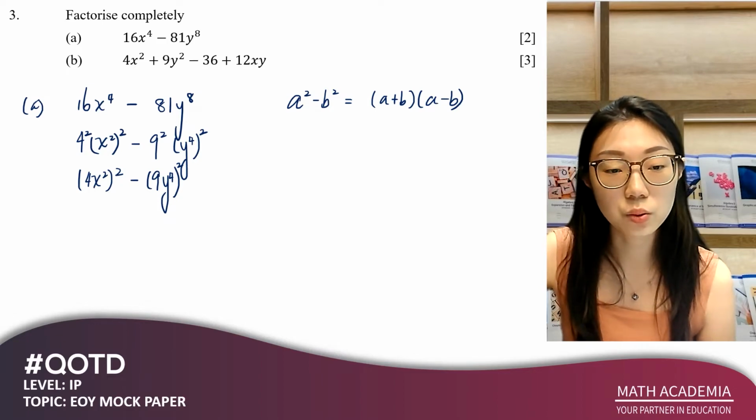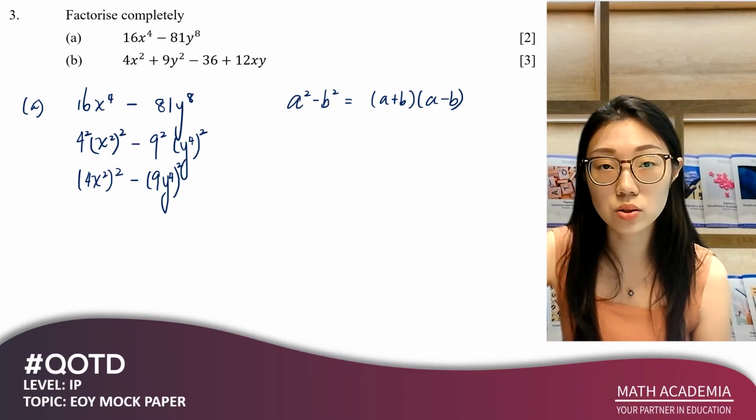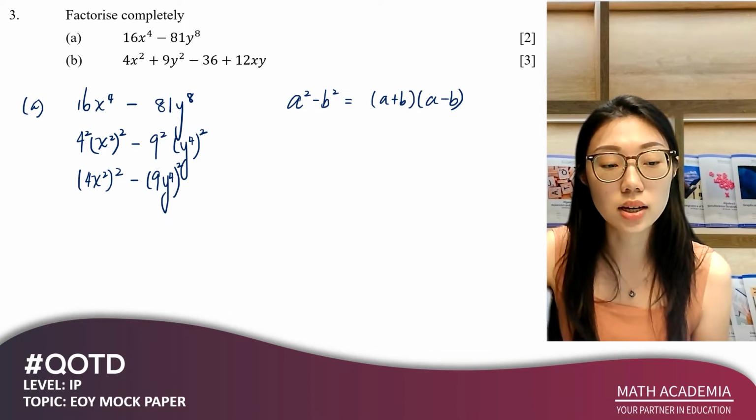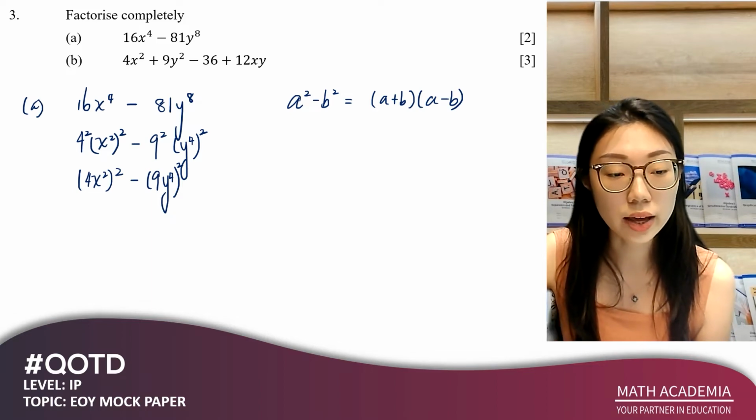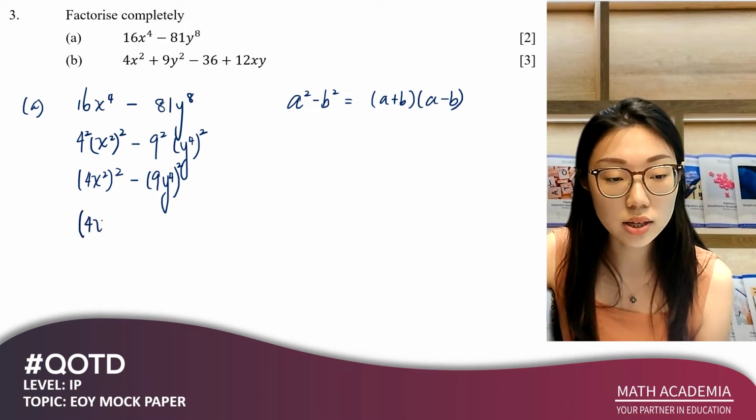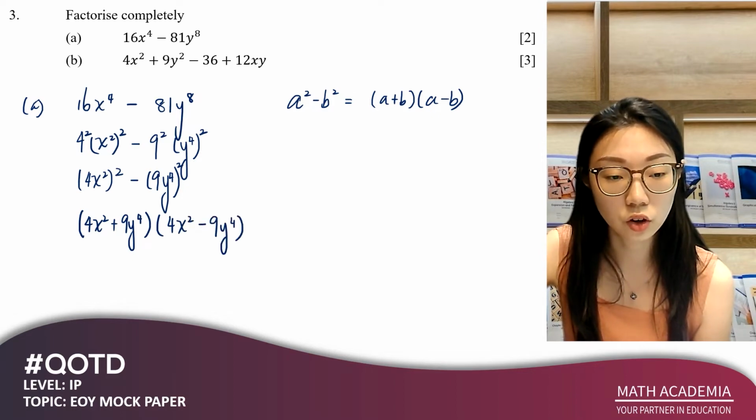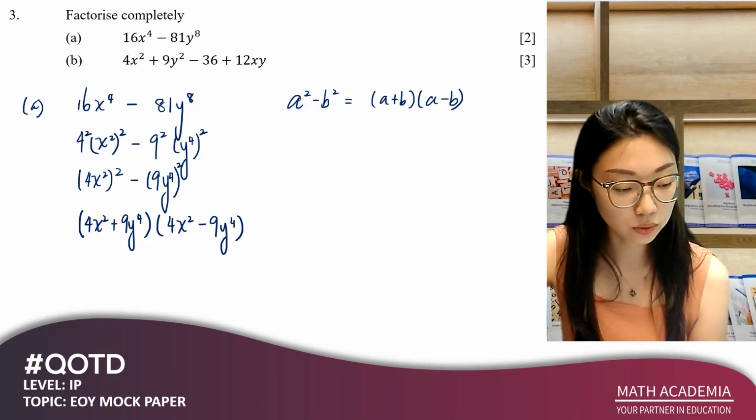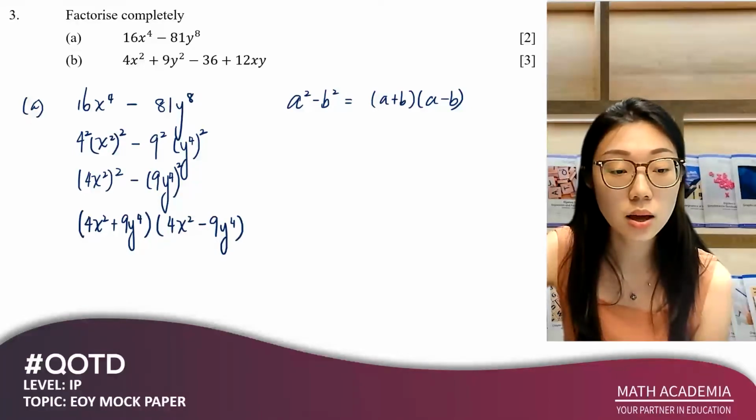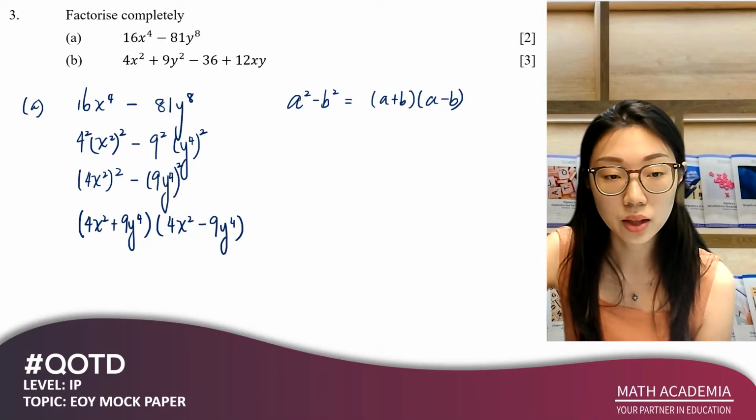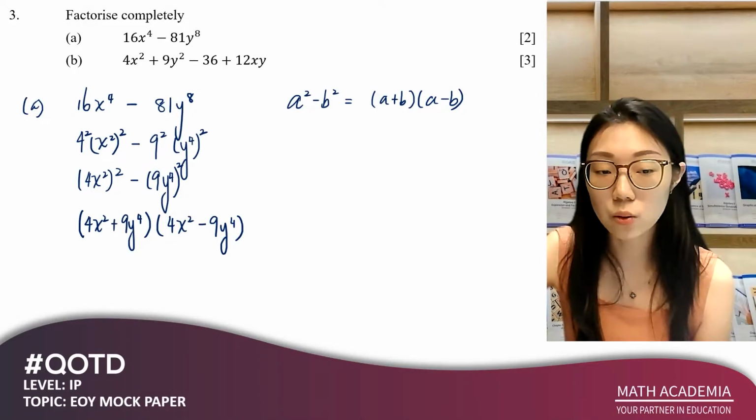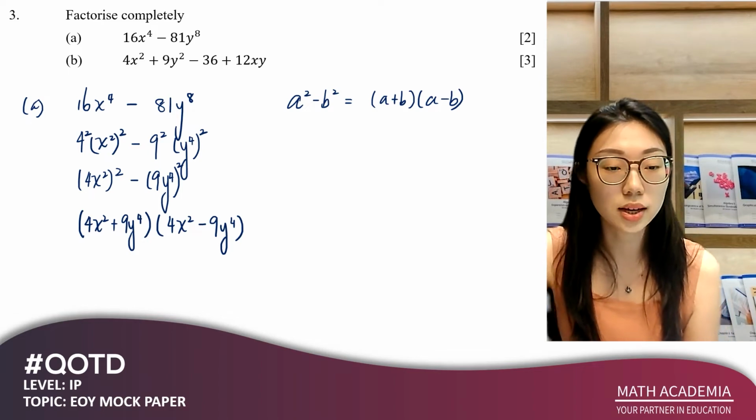Okay, from here, I know that in this case, my a is 4x to the power of 2, and my b is 9y to the power of 4. So I can factorize it to be 4x squared plus 9y to the power of 4 multiplied by 4x squared minus 9y to the power of 4. Okay, for the first bracket, I cannot further simplify it. But if I look at my second bracket, I'll realize that it's the same case. I also have a squared minus b squared in my second bracket.